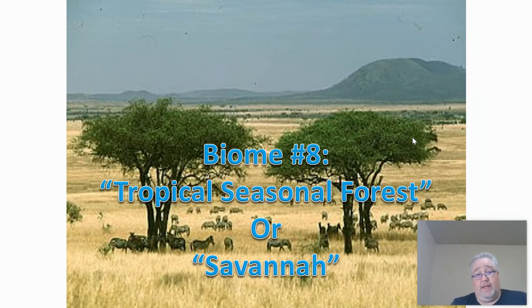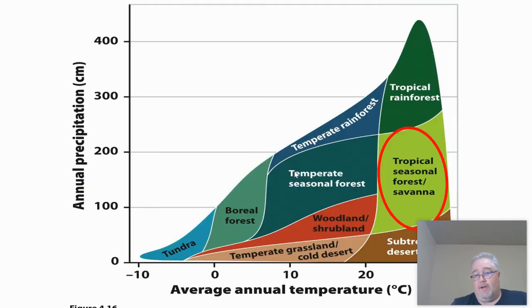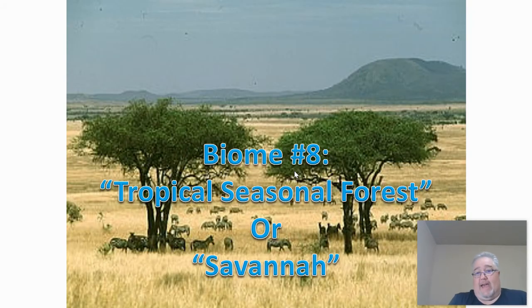Biome number 8, two left here. The tropical seasonal forest, otherwise known as the savannah. One of the most notorious places that you're going to find savannah is in southern Africa, right? I mean, this is kind of the classic place that you're going to find this particular biome. They're usually very large grassland areas with scattered trees. So this picture, for example, is kind of typical, right?